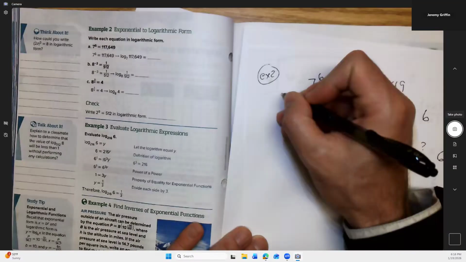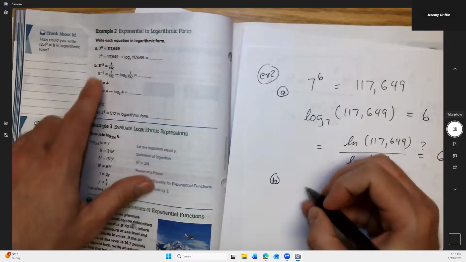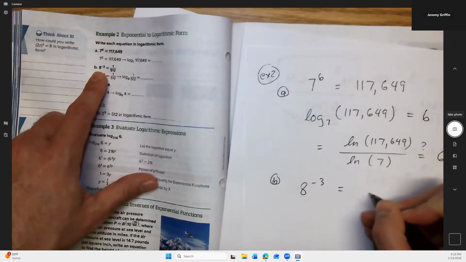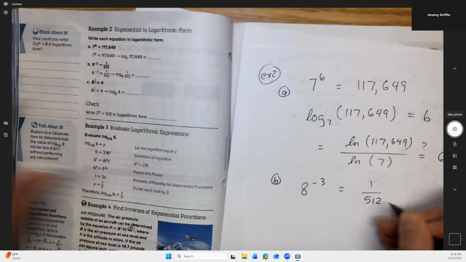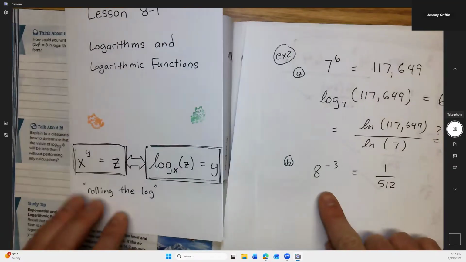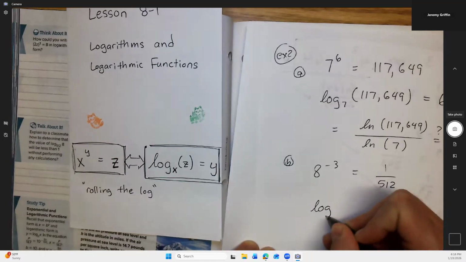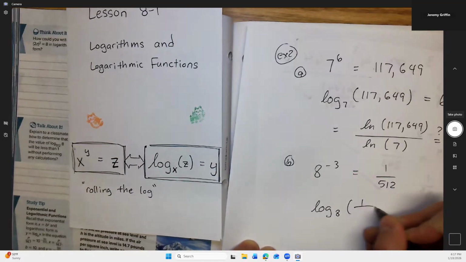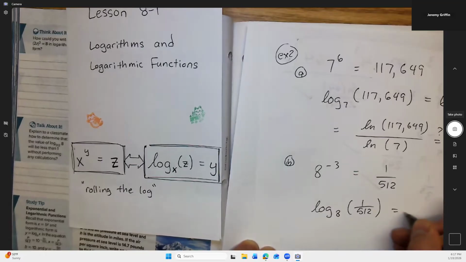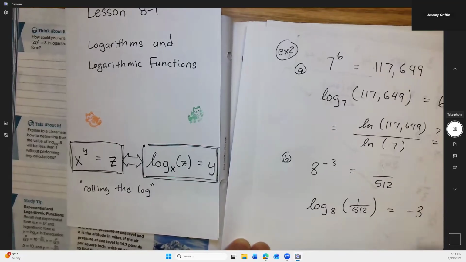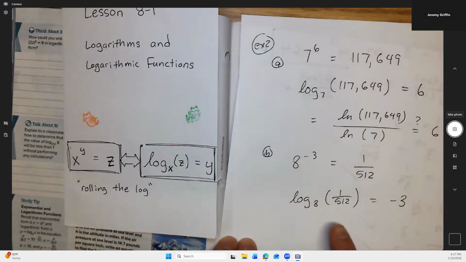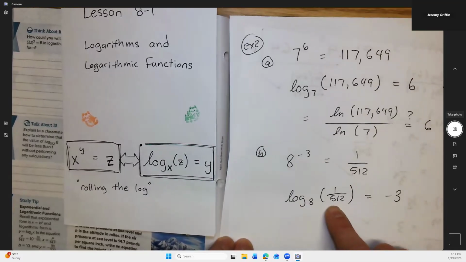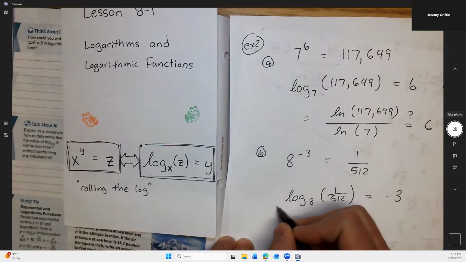How about these other ones? So that was 2a. How about 2b? We got 8 to the negative 3 equals 1 over 512. So I can follow my model right here. I'm going to do log base 8 of 1 over 512, and that should be negative 3. Yeah, that checks out, I think. The next lesson actually tells you how to take logs of fractions. You can treat this 1 over 512 as 512 to the negative 1.